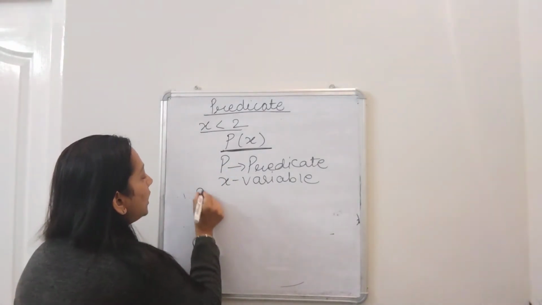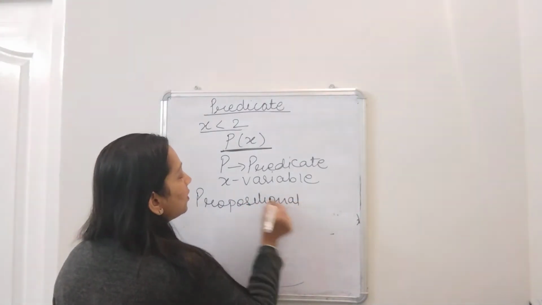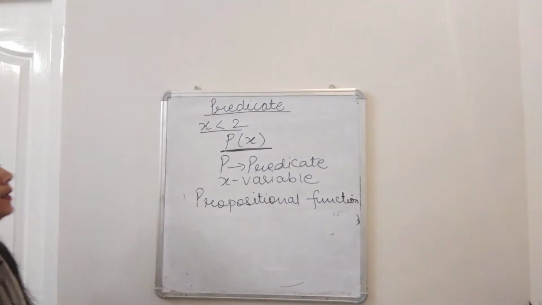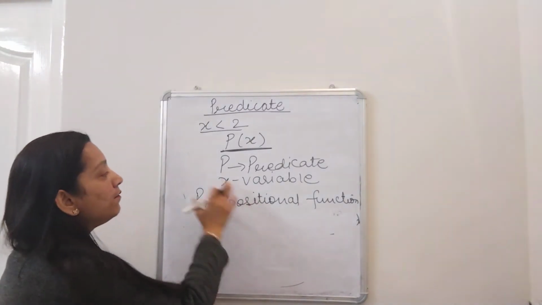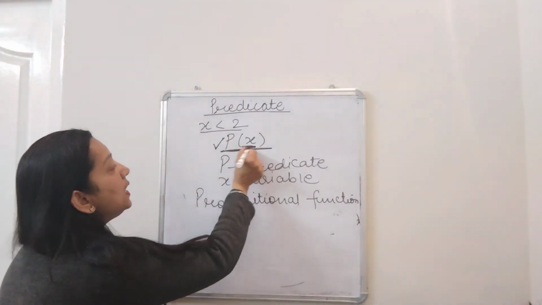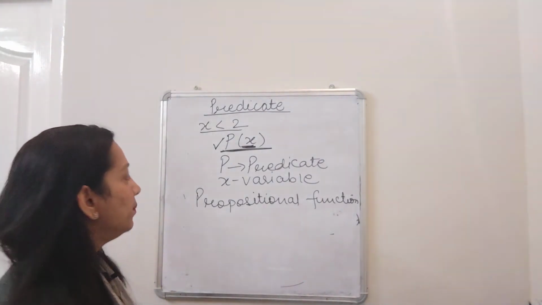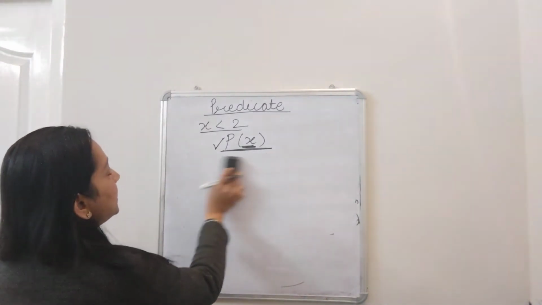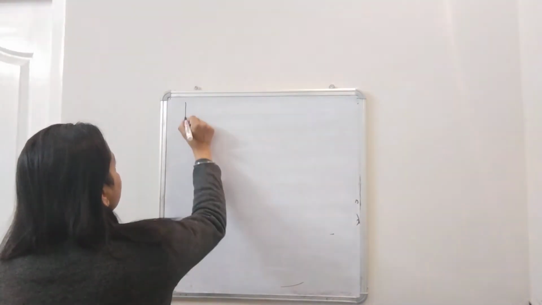So I can call it a propositional function, where p is the symbol for the predicate and x is the variable, which is the subject of the predicate statement. Okay, so now what is a propositional function? When I say p of x is a propositional function, what do you mean by that? Let's see this in detail.